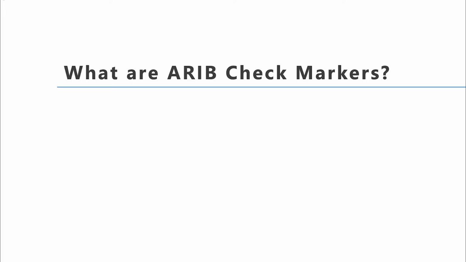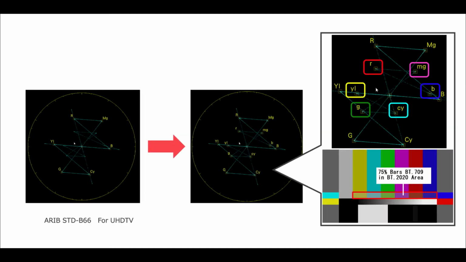What are ARIB check markers? With the introduction of UHD TV resolution, broadcasters can utilise a new wider colour space, Rec 2020. The Rec 2020 colour space can produce colours that cannot be shown with the Rec 709 colour space. This has resulted in ARIB publishing a new colour bars test pattern that supports both Rec 709 and Rec 2020.